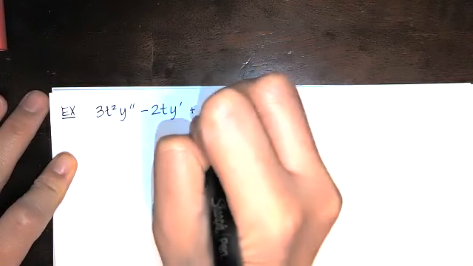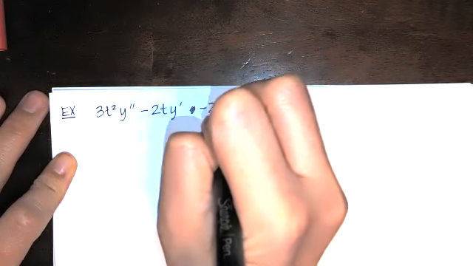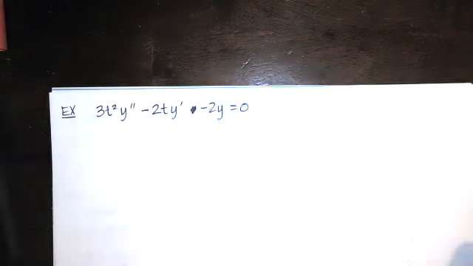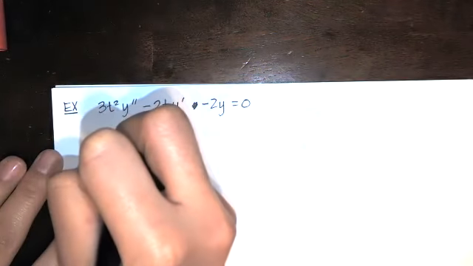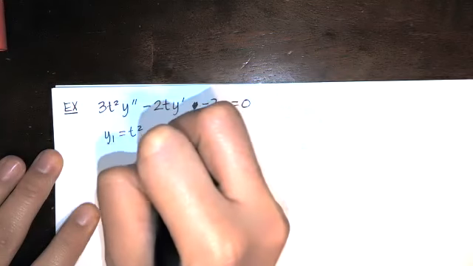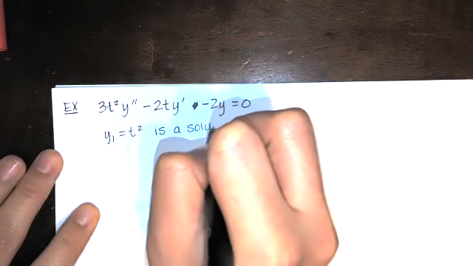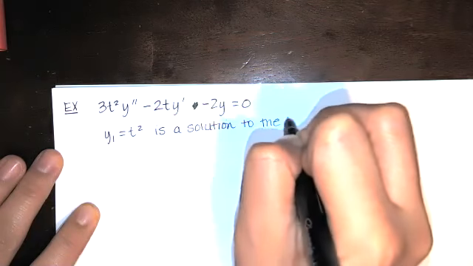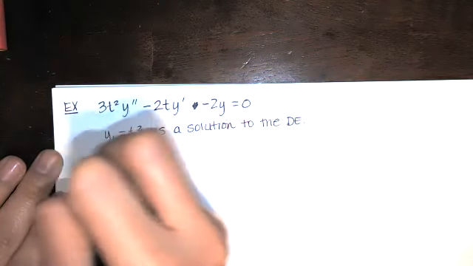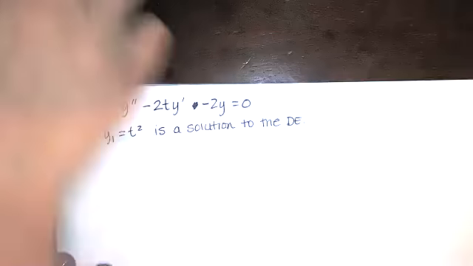We already looked at this differential equation. We had 3t squared times y double prime minus 2t times y prime minus 2 times y equals 0. And I believe that y1 equals t squared is a solution to this differential equation. First, let's verify. Let's check, just in case.